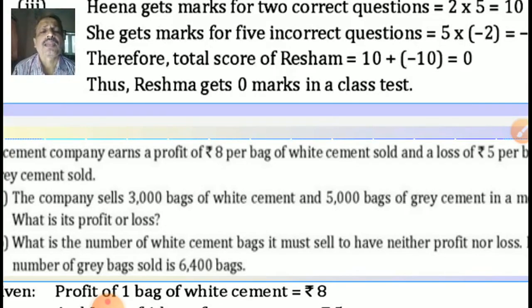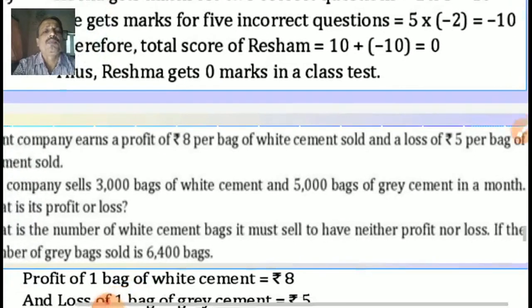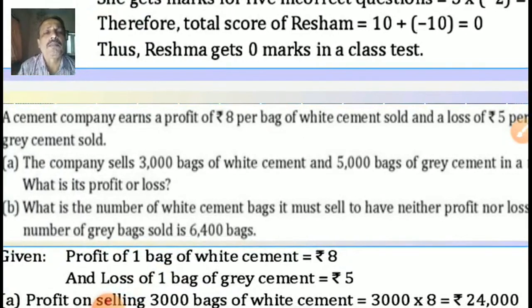B. What is the number of white cement bags it must sell to have neither profit nor loss if the number of grey bags sold is 6,400 bags.